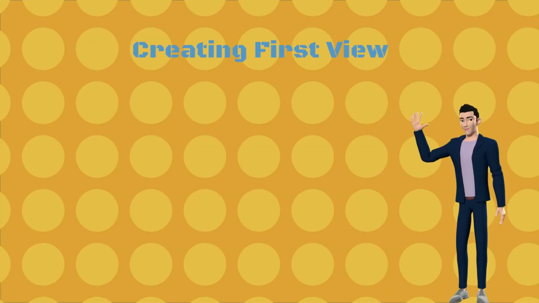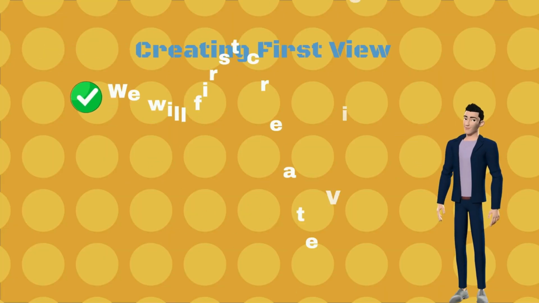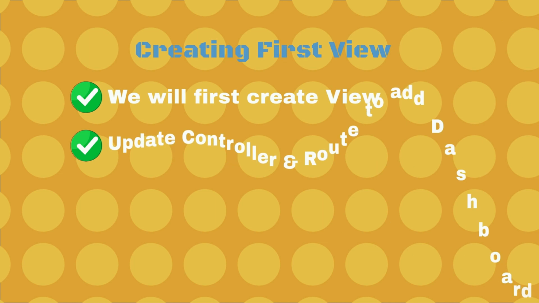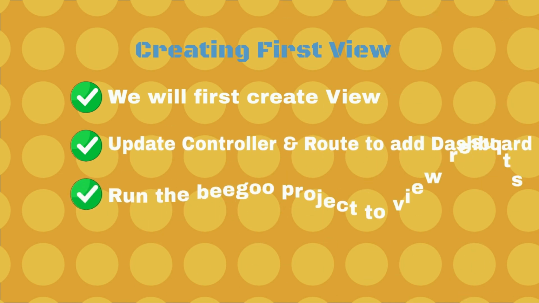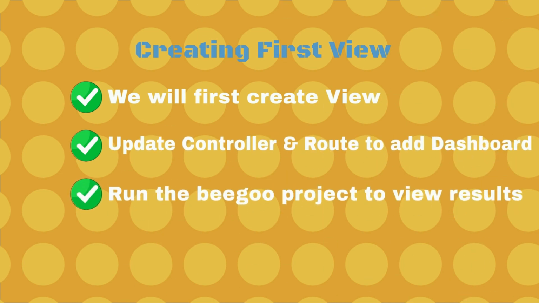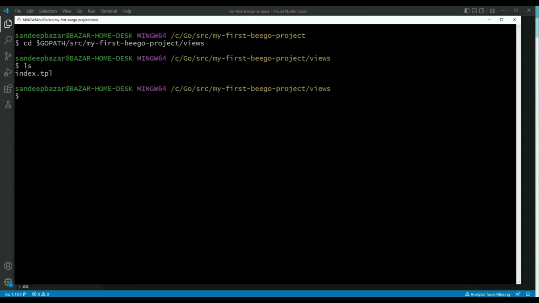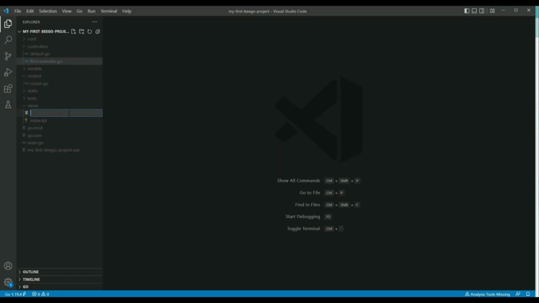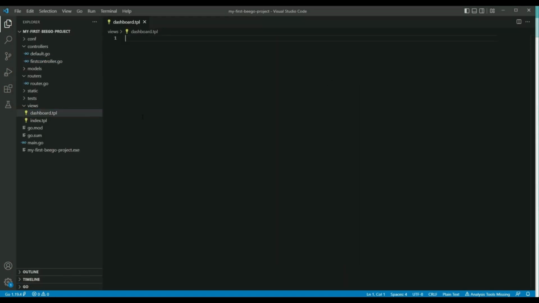In the next few minutes, we will first create view, update our controller to add dashboard, update router to map to the dashboard, then run the Beego project to view results. Move to my first Beego project views, and create dashboard.tpl. As mentioned before, we shall have the entire project in the GitHub, and the respective link will be shared in video description.